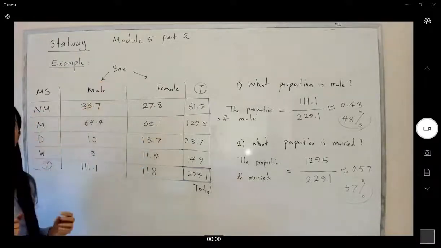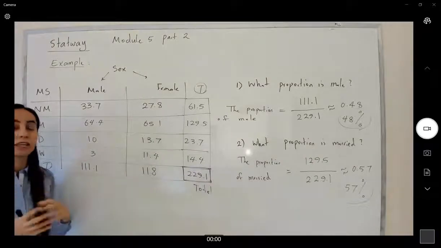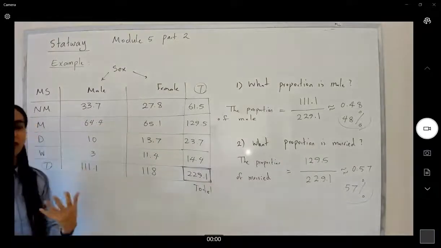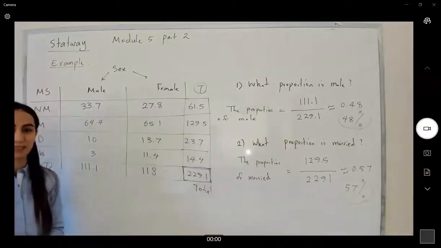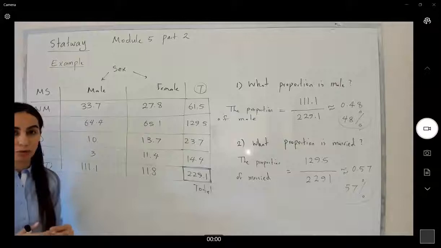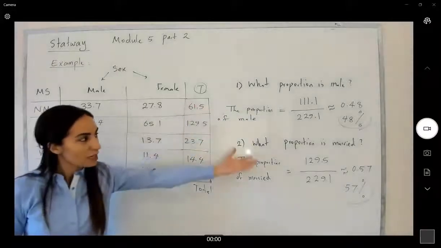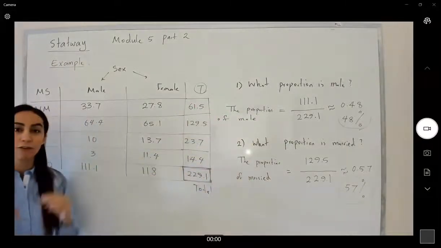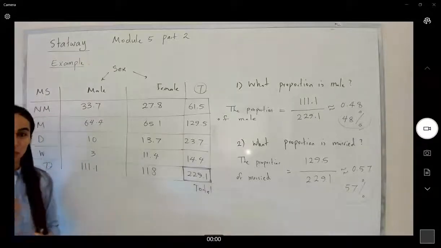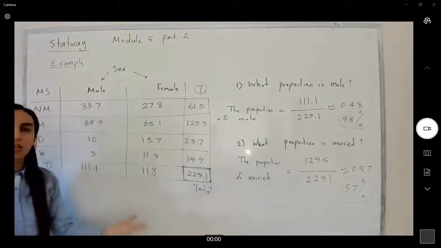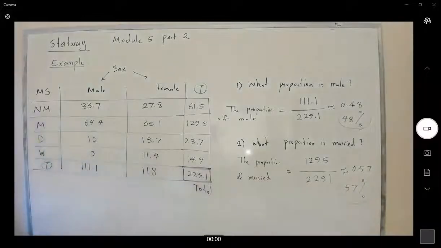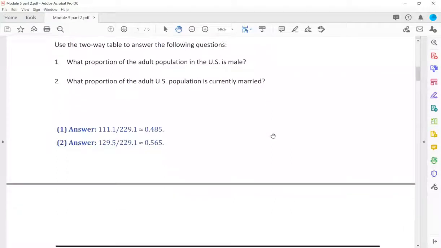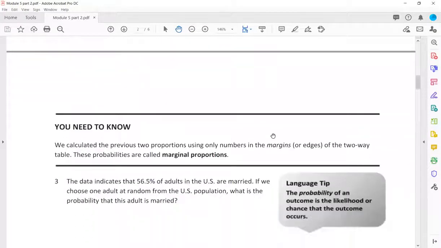So this is our goal. Our goal is to combine different categories and find the proportion and eventually take a look at the probabilities. Remember that when we are forming probabilities, the easiest way is to use the proportion, form the fraction, then convert that into percentage and try to analyze it. Next page. You need to know.